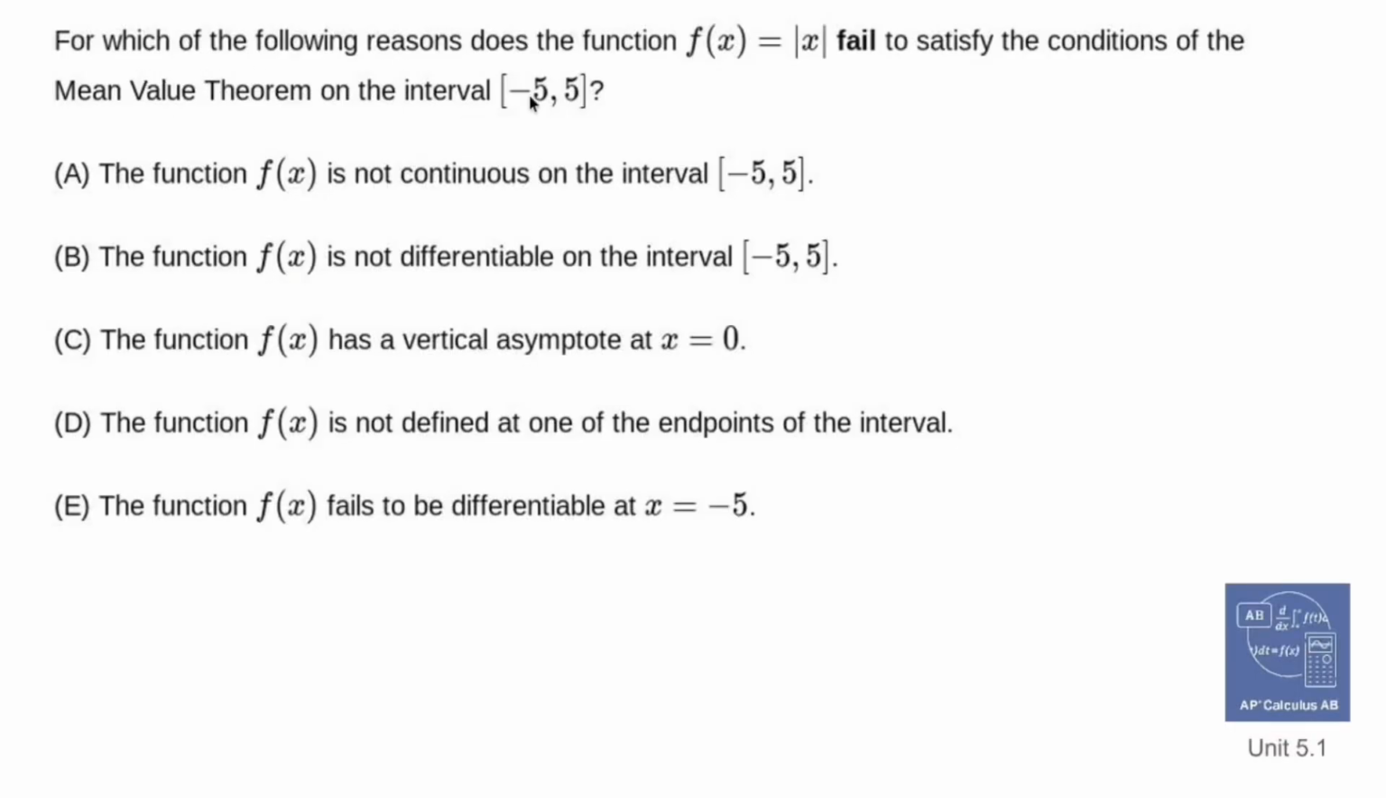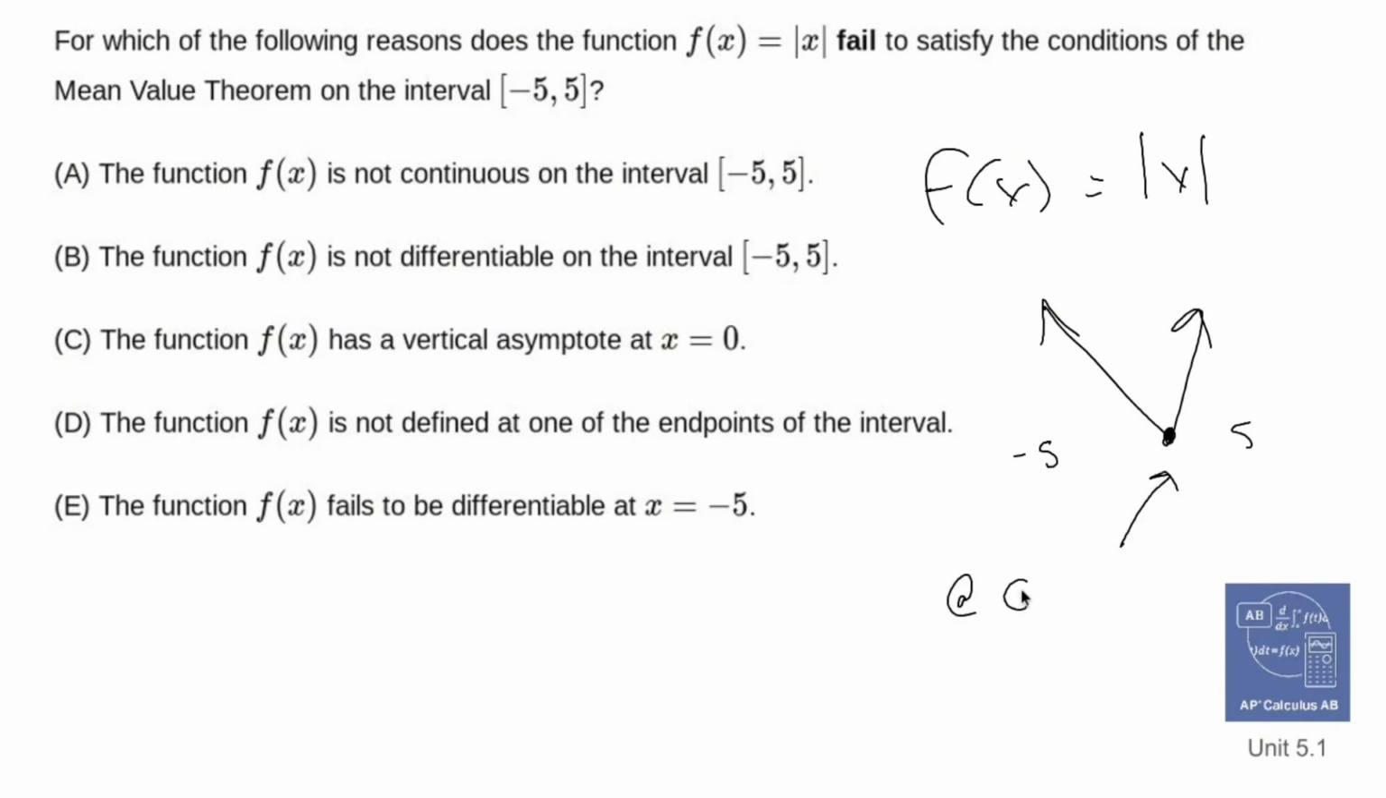For which of the following reasons does the function f of x equals the absolute value of x fail to satisfy the conditions of the mean value theorem on interval -5, 5? Well, f of x equals the absolute value of x looks like this. And it just so happens that if you're at -5 and you're at 5, there is a nice sharp turn right there, a nice sharp corner, which means right there at 0, it is not differentiable.